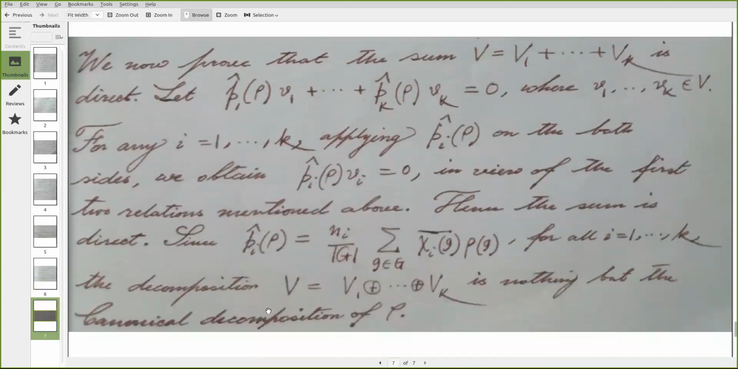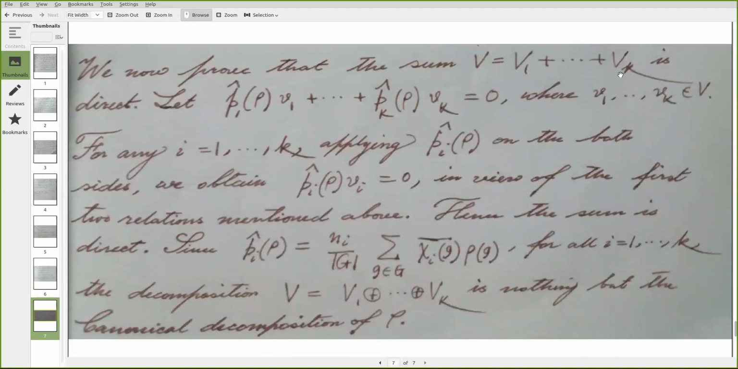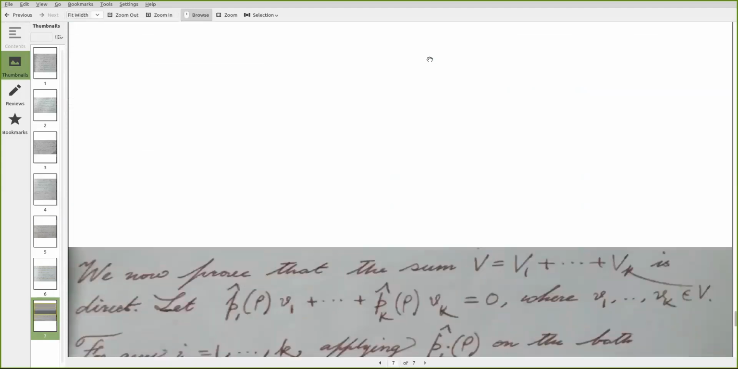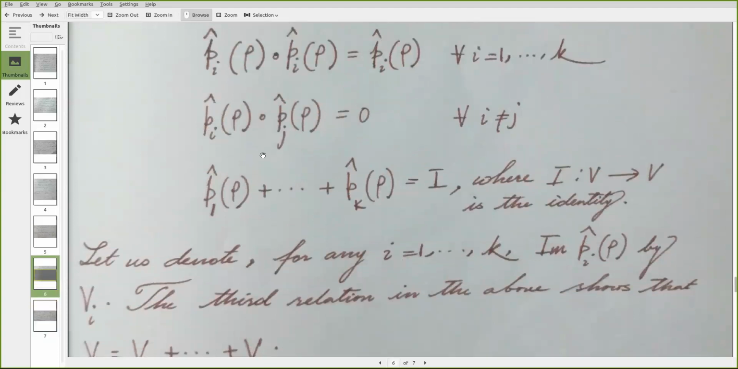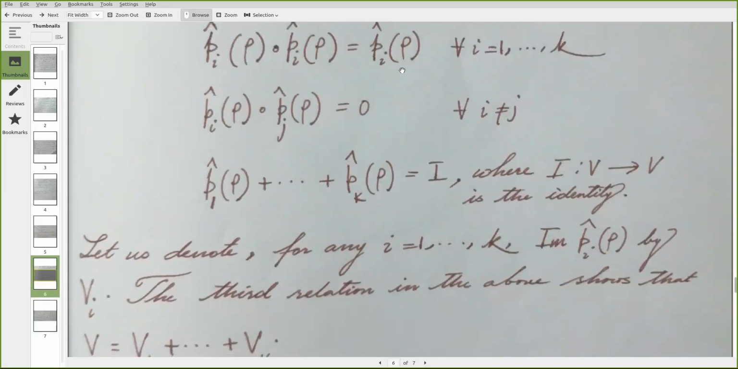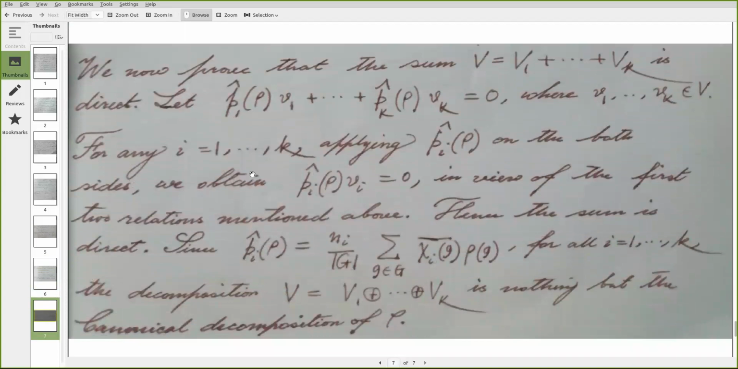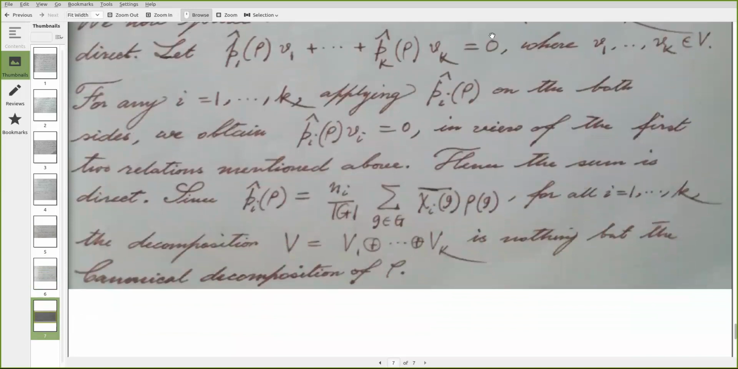Now we will see that this sum is indeed a direct sum. How to see it? It's very usual. We take elements from the Vis, remembering that Vi is the image of PI hat rho. Suppose a sum v1 plus v2 plus up to vk is 0. For any i, we apply PI hat rho on both sides and use these relations. In that sum only the ith term survives, exactly as it is, and everything else is 0. So the left-hand side becomes just vi, and since the right-hand side is 0, vi is 0. That shows that each summand is 0, and therefore the sum is direct.